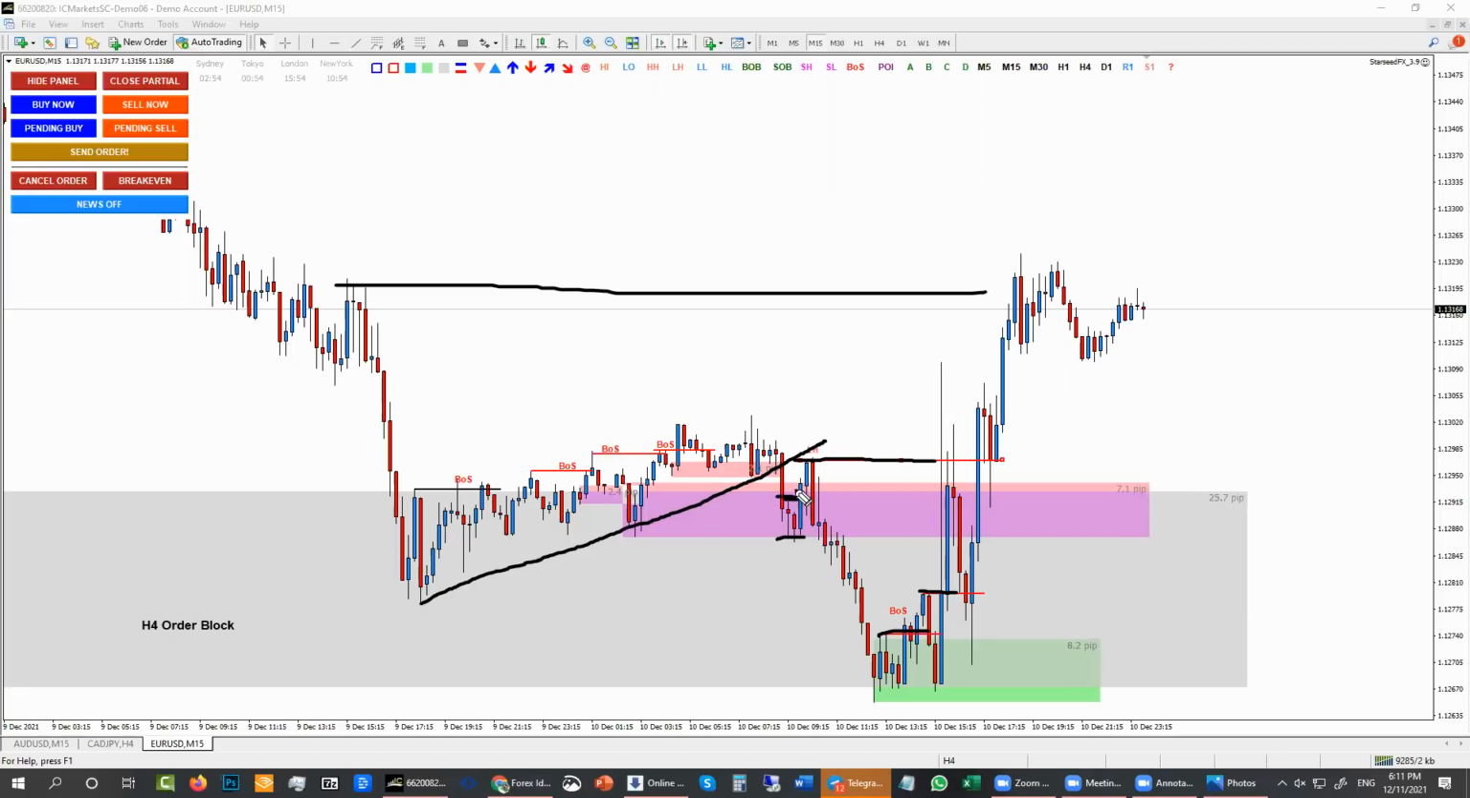I would consider this a break of structure, but I wouldn't put my buy order block here. Why? Because if I draw, this is just a break below. And then here, I would take this as the order block. Why? Take a look again. If we use a trend line, it's going above. So I would take this one. That is the only thing that I usually do.